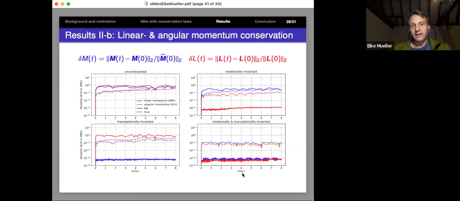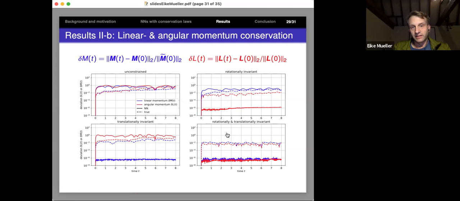Okay, and then I looked again at the conserved quantities. Again, there are 4 plots. I start with the unconstrained one, and I go to the one where I build in both symmetries. Again, I look at both the quantities defined for the neural network and the true ones. If we look at the unconstrained one, it doesn't preserve the true angular and linear momentum well. There are errors which go up to 10 to 100%. That's the dashed curves here.